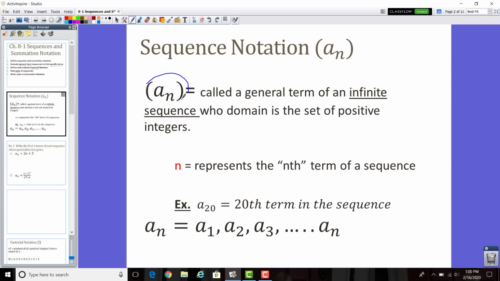We use a sub n as the notation to describe any infinite sequence. That n that is here represents what we call the nth term. Now that nth term is a term that is unknown at this point. We don't know its specifics. When we change that n to a specific number, and we call this a sub 20, now we're saying that we're talking about the 20th term in a given sequence.